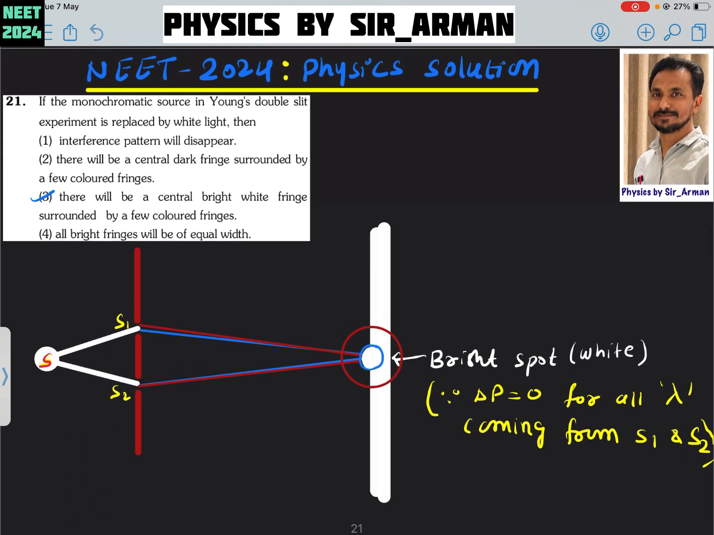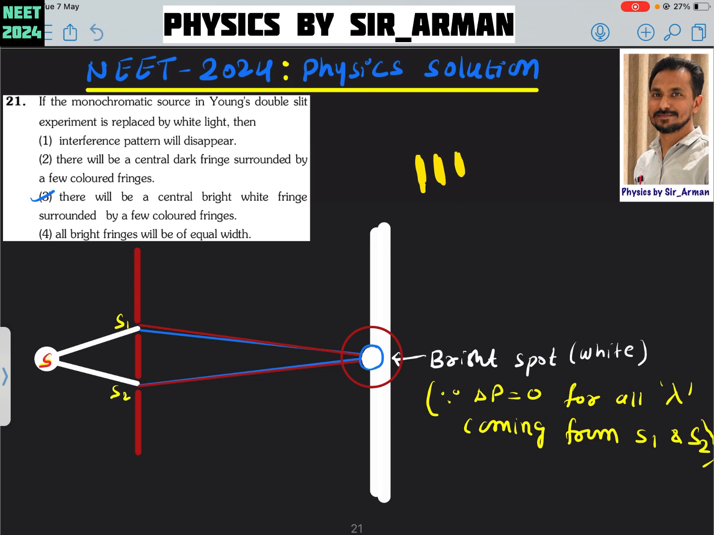Question number 22. If the monochromatic source in Young's double slit experiment is replaced by white light, then see, monochromatic means single wavelength. So let us assume if you have a red light, then you will observe red and dark fringes, right? If you have yellow light, you will observe yellow, then dark, then yellow, then dark. So alternate yellow and dark fringes are observed.